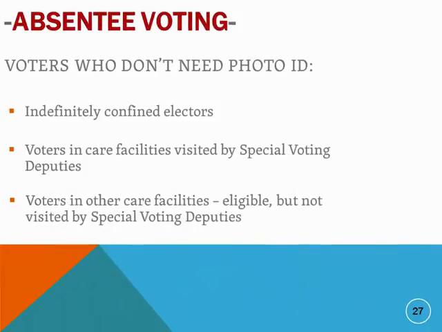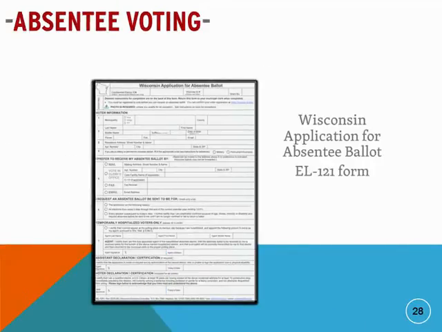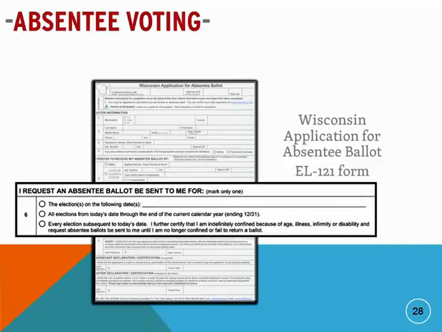Indefinitely confined voters, those voters who have a hard time getting to the polls due to age, illness, infirmity, or disability, can request that a ballot be automatically sent to them for every election. They'll continue to receive a ballot for every election until they fail to return one. Indefinitely confined voters are not required to send a photo ID with their request. Instead, indefinitely confined voters have a witness sign their absentee ballot certificate envelope to verify the voter's identity. Voters certify as indefinitely confined by making that certification on their absentee ballot request form.